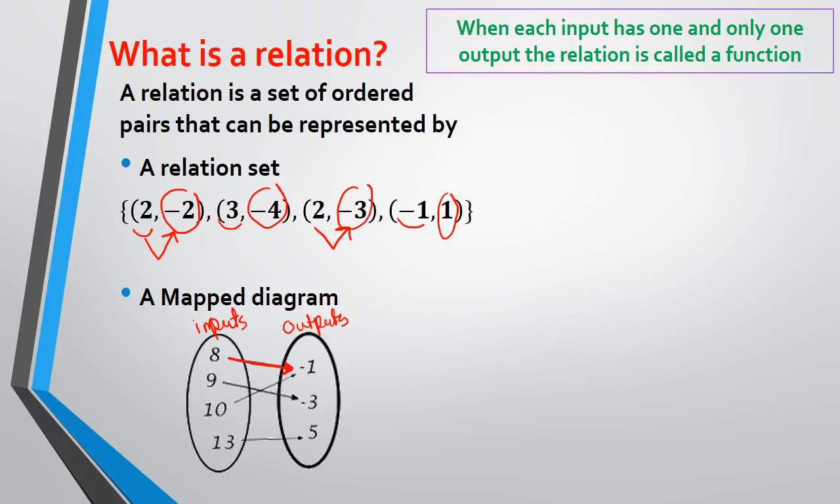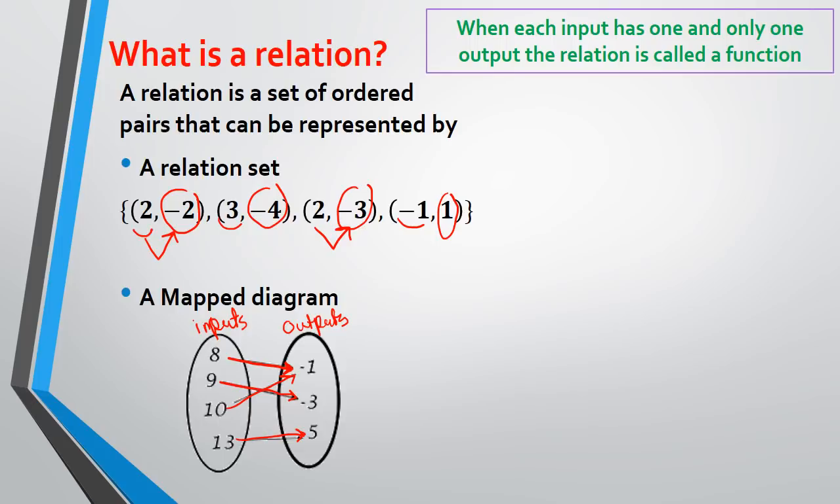Now, if we look at the arrows going from the left to the right, 8 goes to -1, or the output of 8 is -1. The output of 9 is -3. The output of 10 is -1. And the output of 13 is 5. Since each input has one output only, or one arrow going from the left circle to the right circle, this relation represents a function.